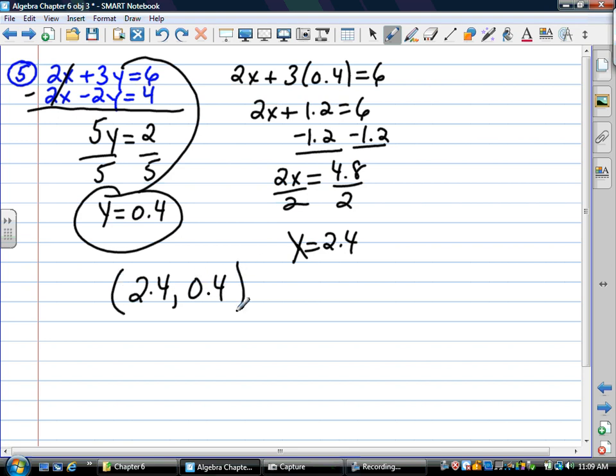Let's see if that makes the system correct. 2 times 2.4 is 4.8. 4.8 plus 1.2, that equals 6. Second equation, 2 times 2.4 is 4.8. 4.8 minus 2 times 4/10 is 0.8.